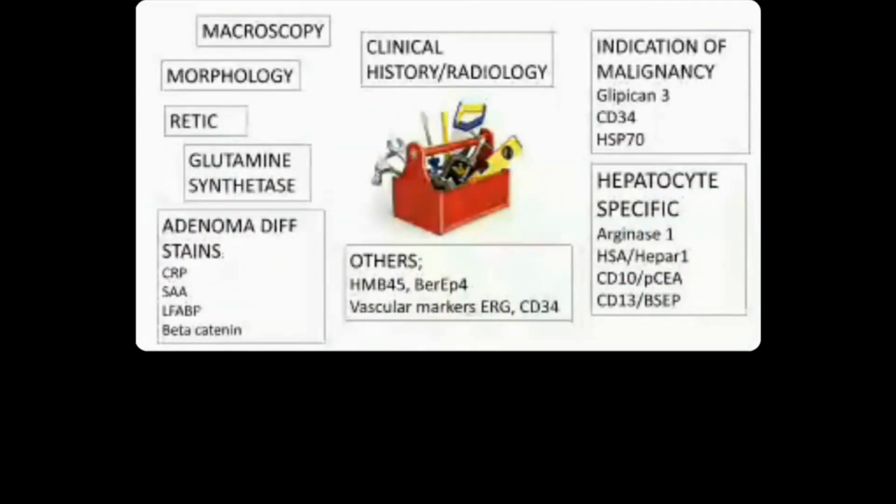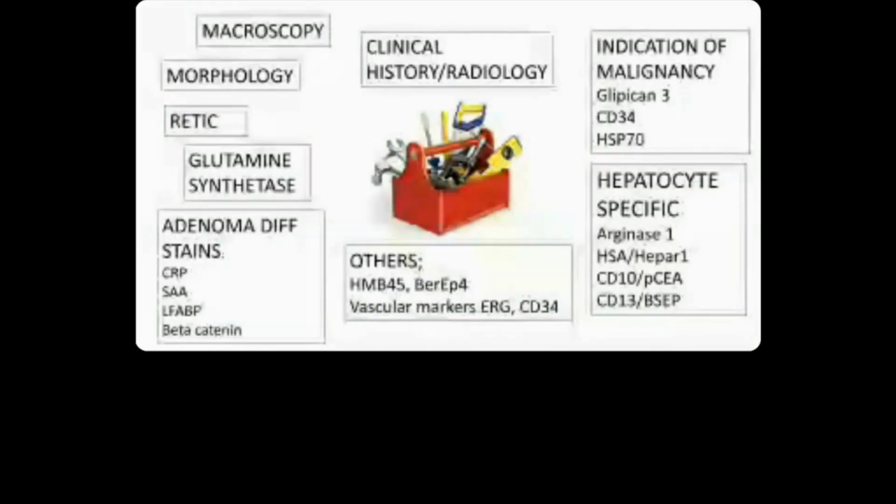So today we have covered the importance of clinical history. We've discussed very briefly radiology because I'm not a radiologist. We've seen how macroscopy can help in your initial thoughts for your diagnosis. We've looked at the morphological features that can occur and the differences between benign and malignant, especially on the reticulin stain. We've seen how we can utilize glutamine synthetase in liver lesions, but know to be aware of angiomyolipomas, which are also glutamine synthetase positive.